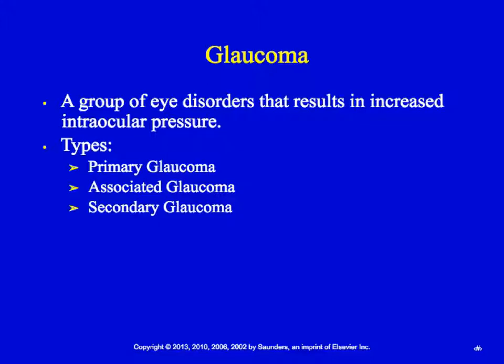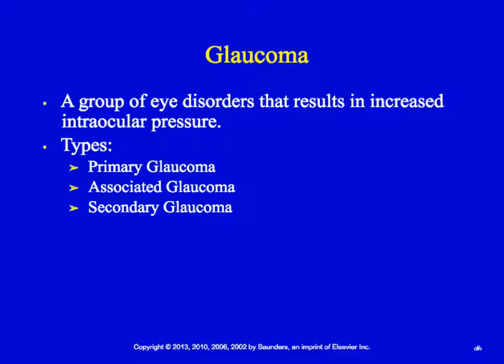So you've got several kinds of glaucomas. There's primary, secondary, and associated glaucoma. Primary being your most common form of glaucoma, usually in both eyes. No symptoms in the early stages, usually caused by a decrease in the outflow of the fluid in the aqueous humor through the chamber.